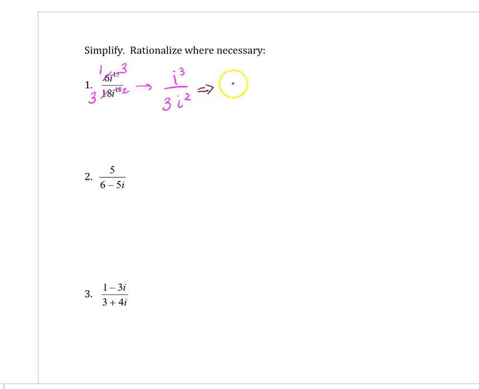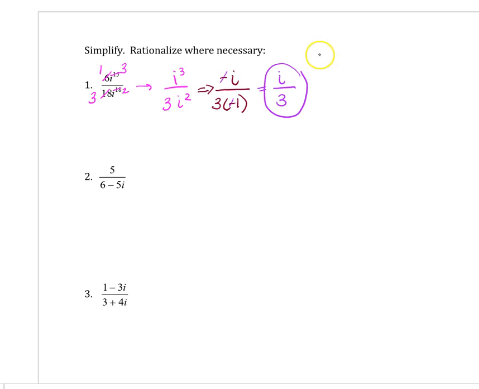When we simplify this, I get negative i divided by 3 times negative 1. Now your negatives go to positives, so I have i over 3. And that's completely fine the way it is. I don't have an i in the denominator. We're completely rationalized, so we're good.